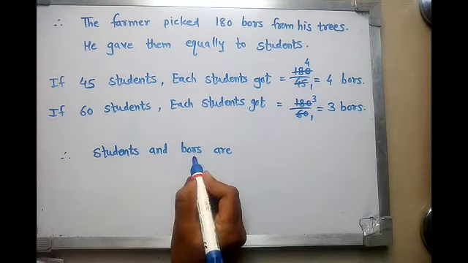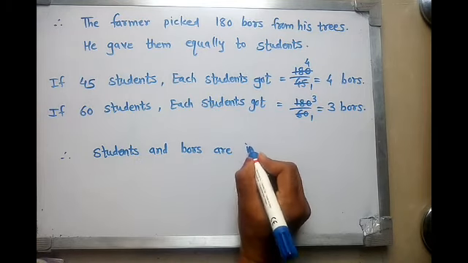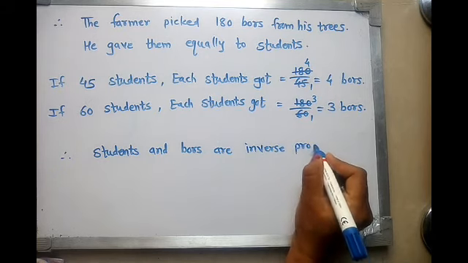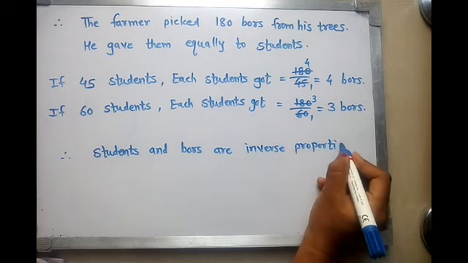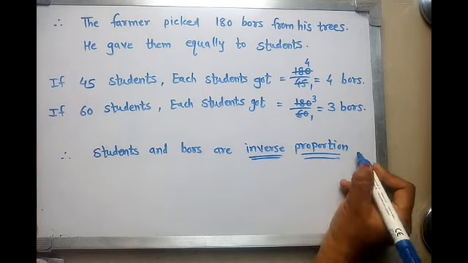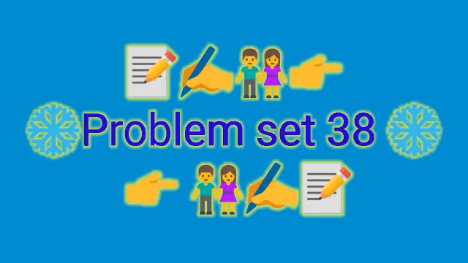In these examples, students and boars are in inverse proportion. When the number of students increases, the number of boars decreases. Let's see problem set 38.